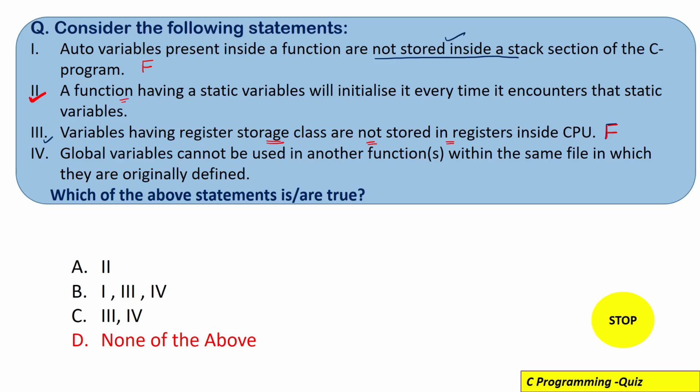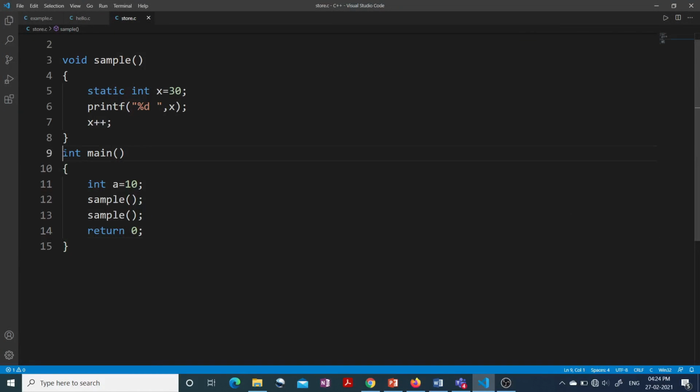It says if a function has some static variable inside it, that variable will be initialized every time whenever we are coming inside that function. So let's see what it means. Here we have a main function, and inside main I have a variable a, and I have called a function sample 2 times. This is the definition of the sample function, inside which I have used a variable x. It is of type static. So static is another storage class. And I am printing the value of this variable, incrementing it.